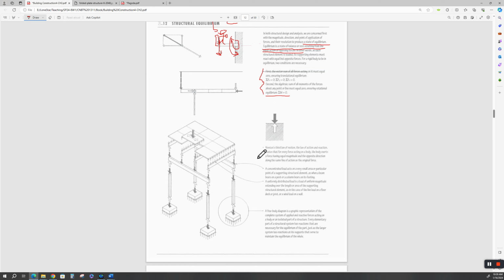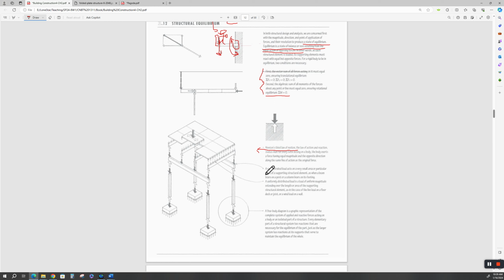Now, Sir Isaac Newton, in his Principia Mathematica, which he did in the late 1600s and was finally adopted by the Academy of Science in Paris in the early 1700s, his third law of motion, the law of action and reaction, states that for every force acting on a body, the body exerts a force having equal magnitude and in the opposite direction along the same line of action as the original force. Now, that's statics. Okay? Newton's third law.